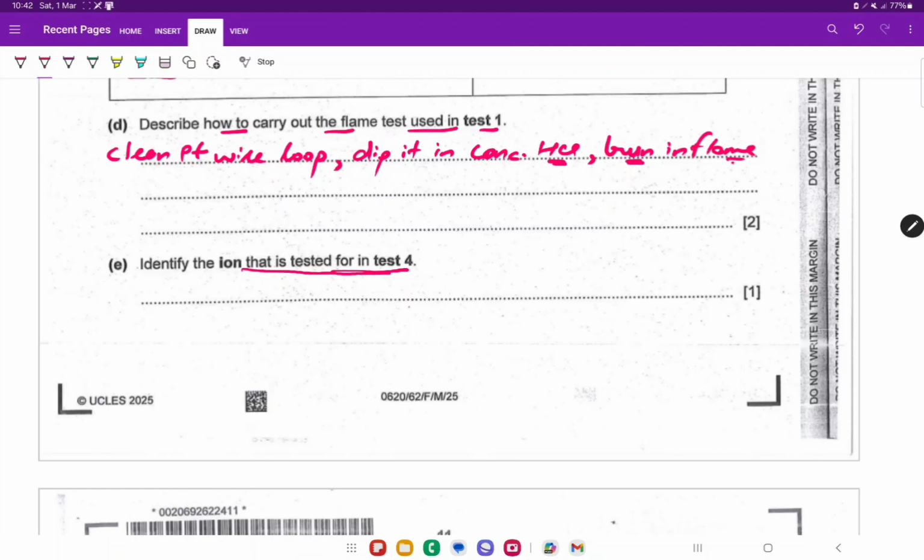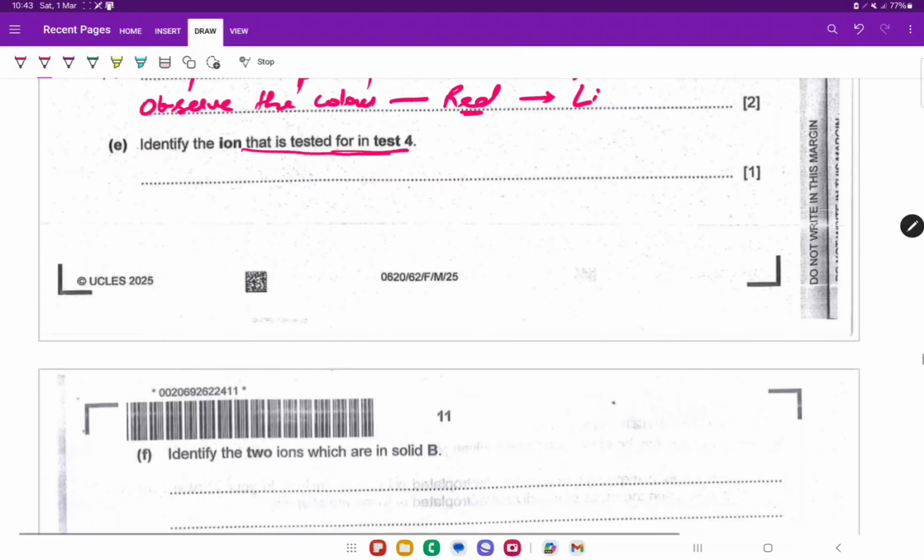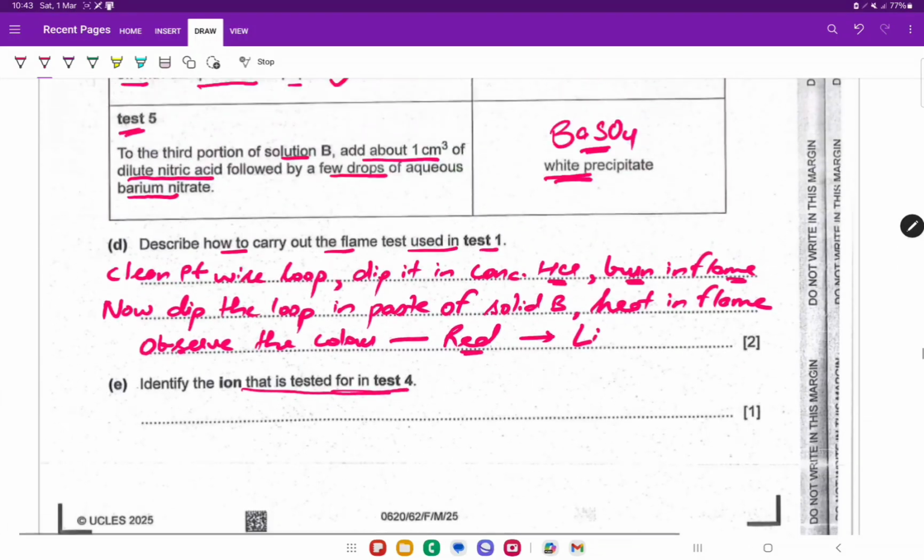After doing it, now dip the wire loop in a paste of solid B. Heat in the flame again. Observe the color. And the color we are observing is red. And this red color, what does it give? It is lithium. Okay.